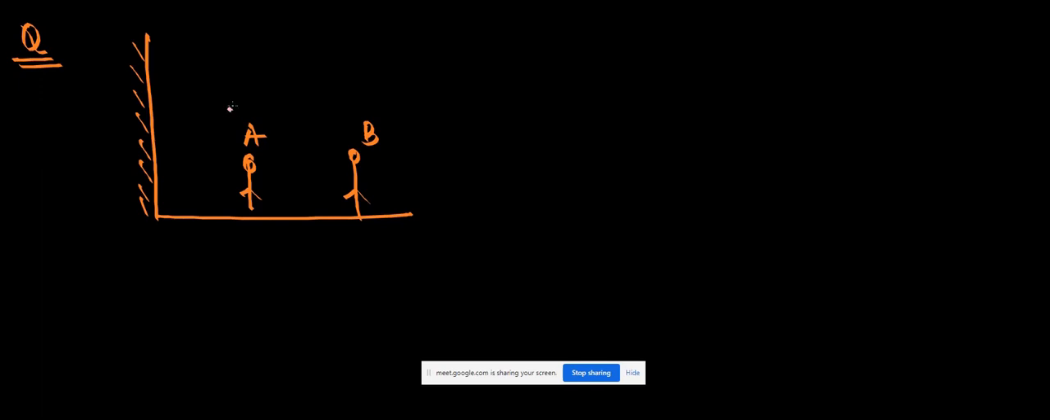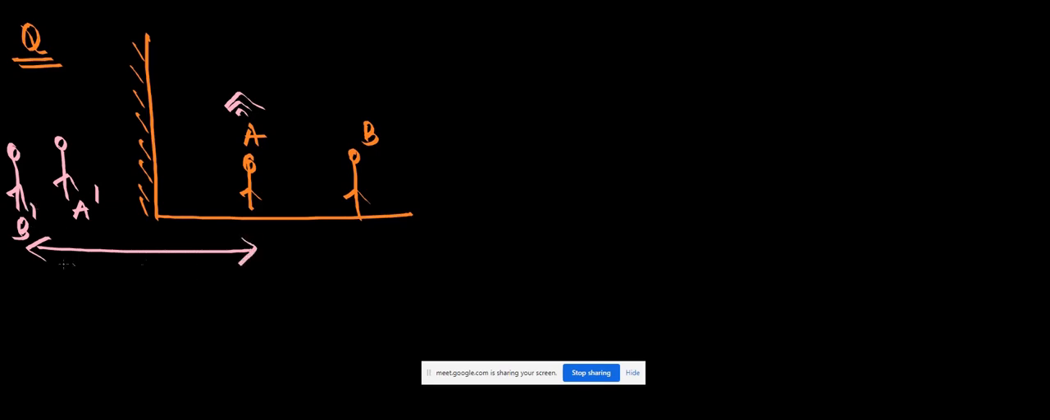A is observing into the mirror. Both persons are standing in front of the mirror. So he will see A, also he will see B, right? But the question is how far from A the B image is. This is A dash, let it be B dash. The question is the distance between B dash and A. In the question the distances given are: this is 2 meters and this is 12 meters.